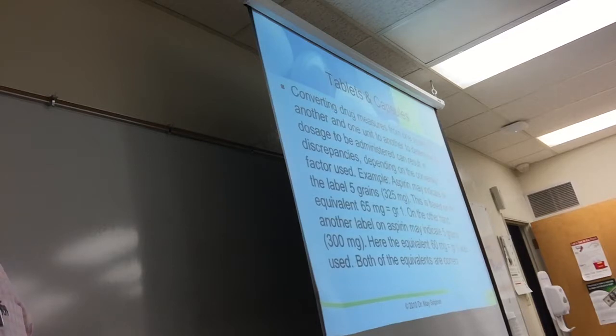So aspirin may indicate on the label 5 grains, which is 325 milligrams, and this is based on the 65 milligrams per 1 grain. Other labels might say 5 grains is 300 milligrams, which is 60 milligrams to 1 grain. So make sure that you use what's on your label also, because that's what the manufacturer is telling you to use. If the manufacturer says on this label 65 milligrams equals 1 grain, or 5 grains is 325 milligrams, make sure that's the conversion factor you use to do your math, because they're telling you what to use.